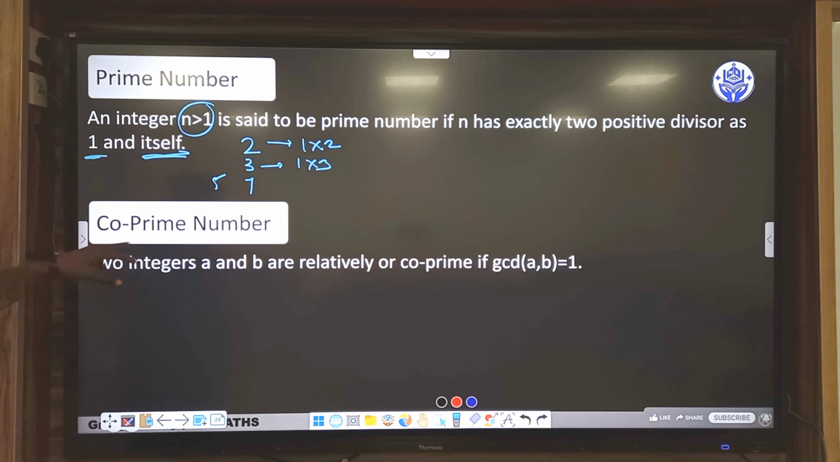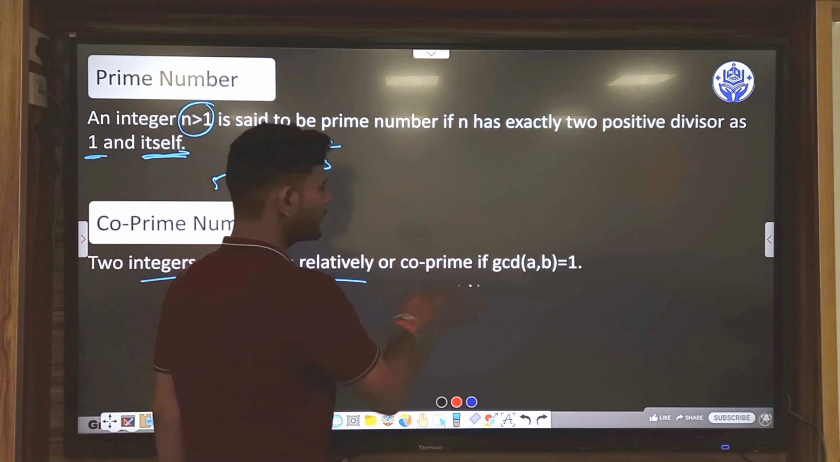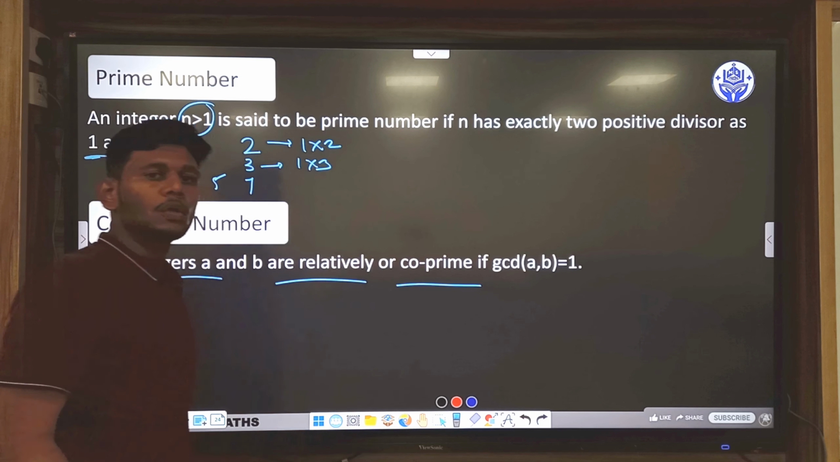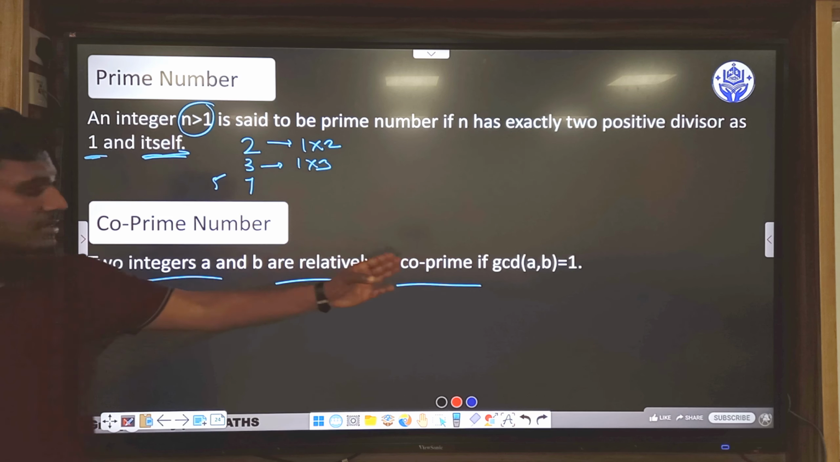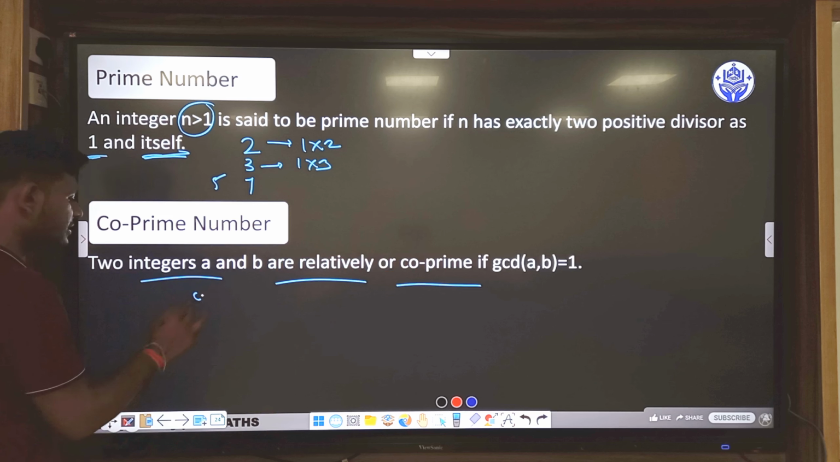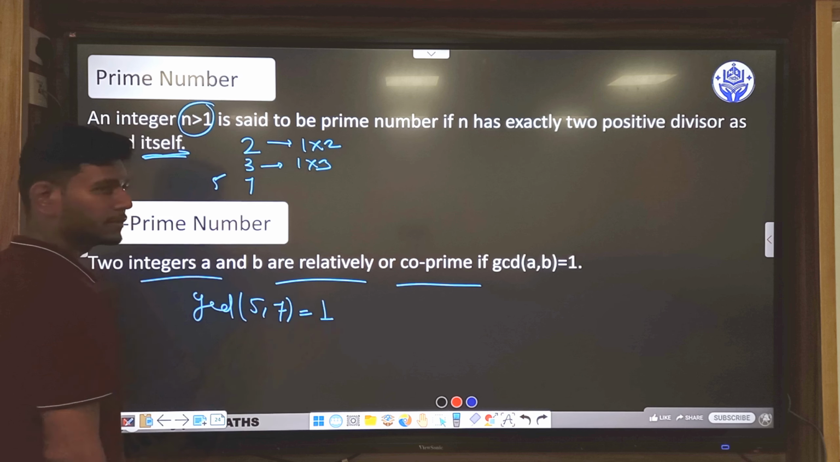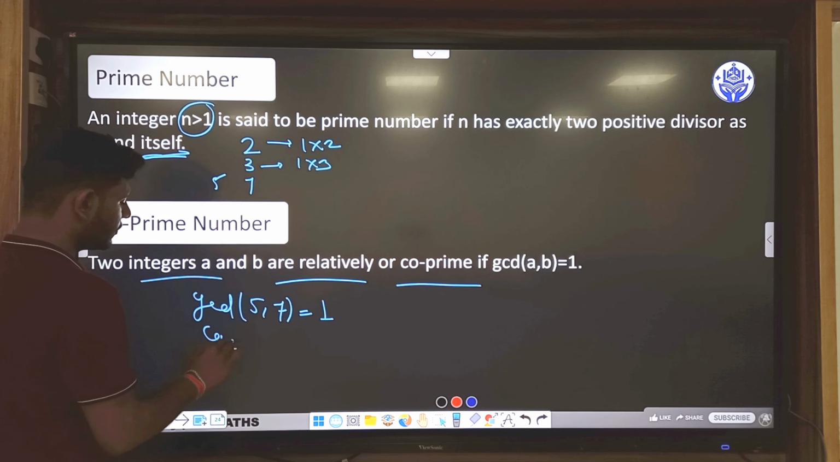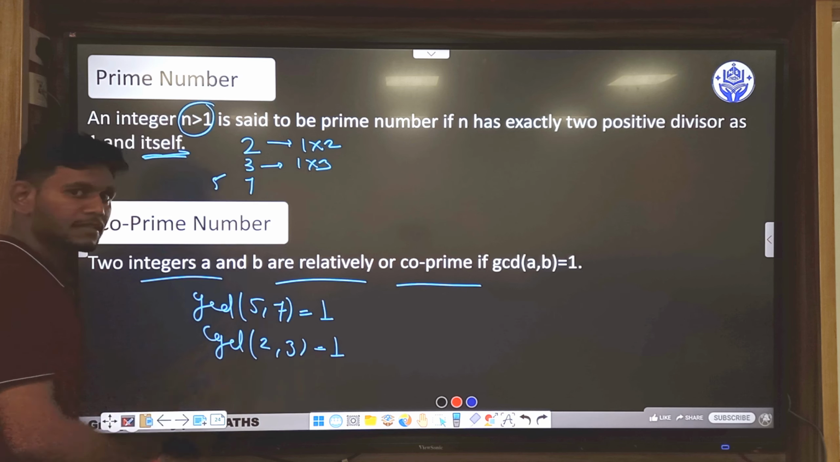Okay, next one is co-prime numbers. What are co-prime numbers? Two integers a and b are relatively prime, or we can say co-prime, if their GCD is 1. For example, GCD of 5 and 7 is 1. GCD of 2 and 3 is also 1. This is nothing but what?